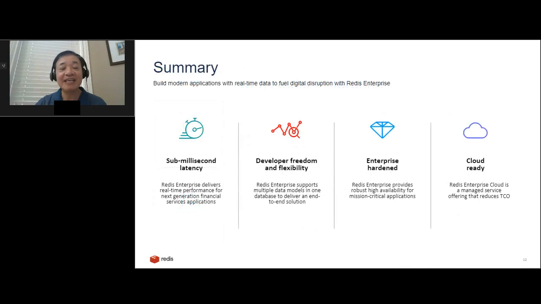And so, again, just a quick summary: sub-millisecond latency, giving you freedom and flexibility with multiple models, enterprise hardened, and cloud ready, supporting multiple deployment options are some of the main things that our customers have used us for.